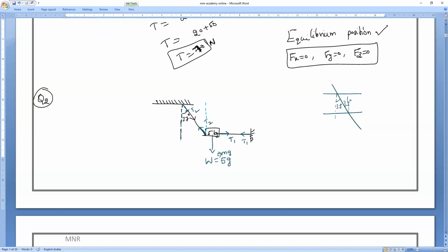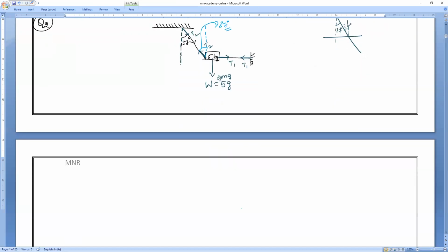So here also how much is the angle? Here also the angle will become 37 degrees. Okay, so let us imagine this is the point, and you tell me what forces are acting on this body. That is our question. If you make the free body diagram, this is the 5 kg body.